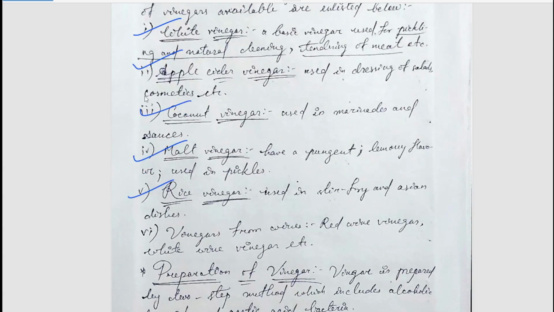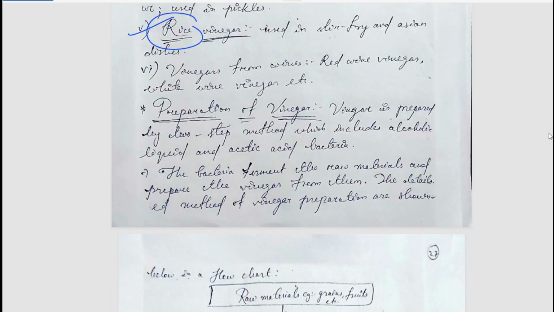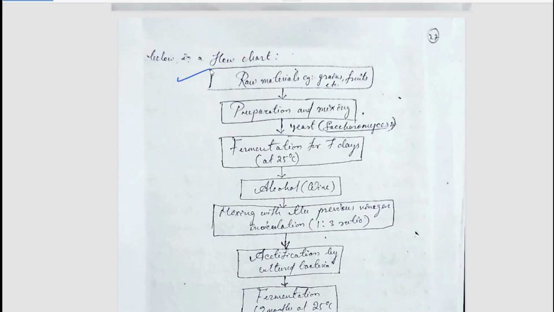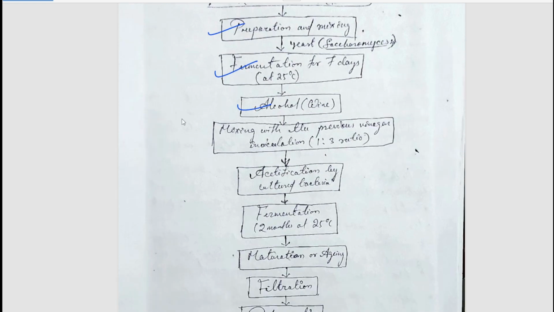When the vinegar is made from coconut, it is coconut vinegar. Made from rice, it is rice vinegar. Made from apple, it is apple cider vinegar. Production has been mentioned. A flow graph is mentioned. First of all, we will take raw materials, we will prepare and mix, we will ferment for 7 days. Then alcohol will be produced after fermentation.